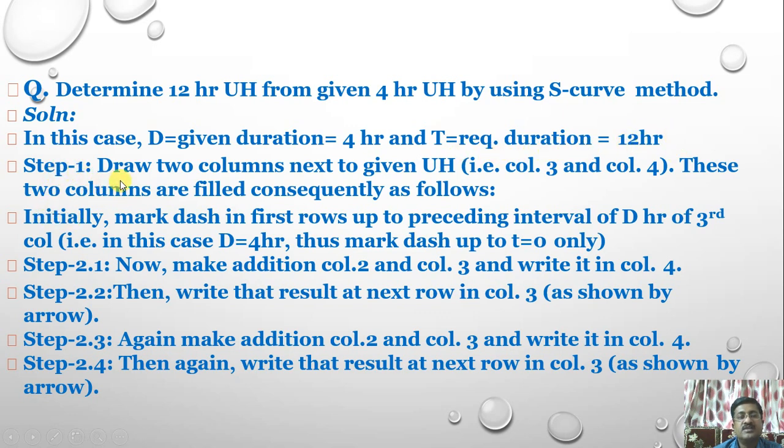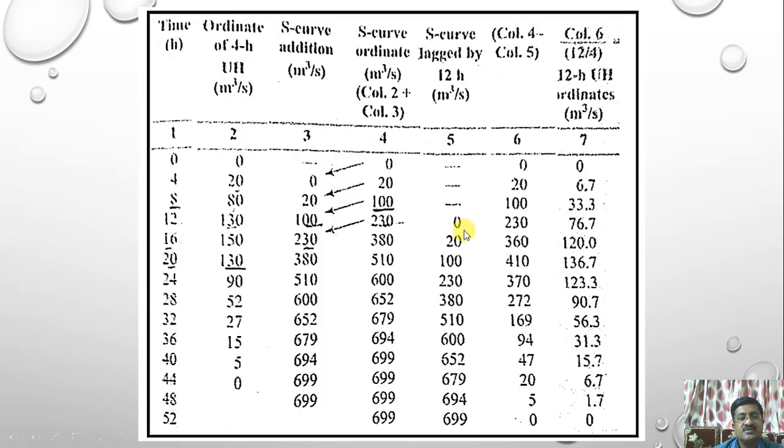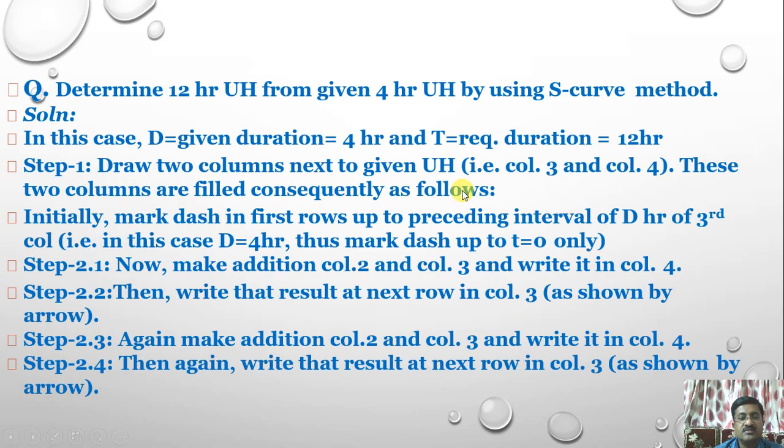Now I will read step 1. Even though I am reading all these steps, we will understand better here in this table how we are going to calculate this. The same steps are there. Everything is mentioned here, but I will read the steps so that it will be understood properly. Step 1: draw two columns next to the given unit hydrograph, that is column 3 and 4.